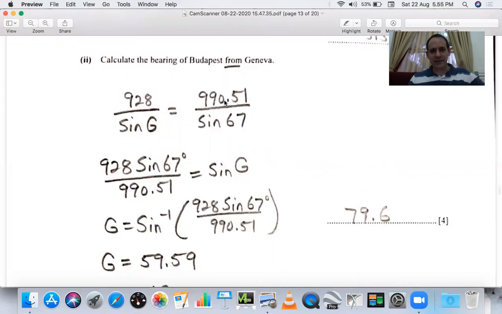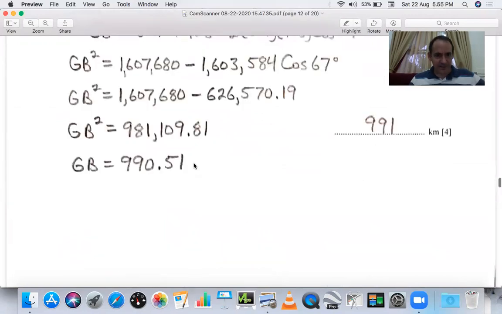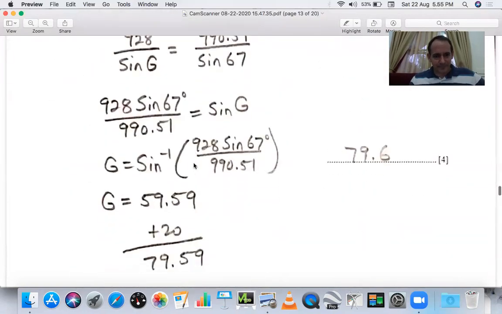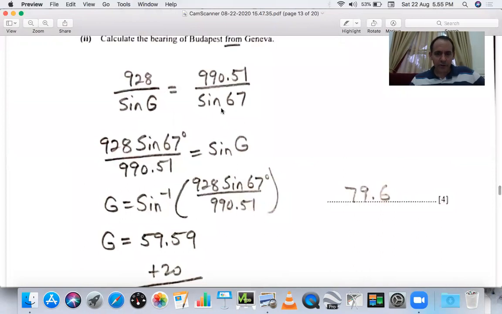Notice I did not just use the 990. You want to use more than 3 significant figures so that your final answer is correct to 3 significant figures. So I use 990.51 over sine of 67 equals 928 over sine of G, which is our, what is the name of that town? Geneva. And so you solve for sine of G, multiply it up here, multiply it up here, multiply your sine 67 over. It's just like cross multiplying.